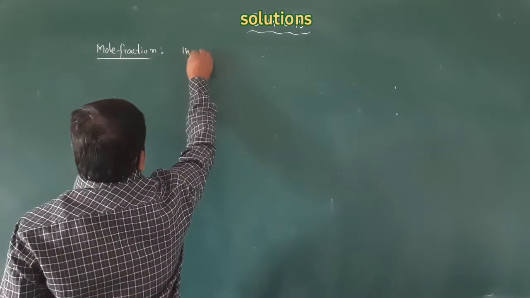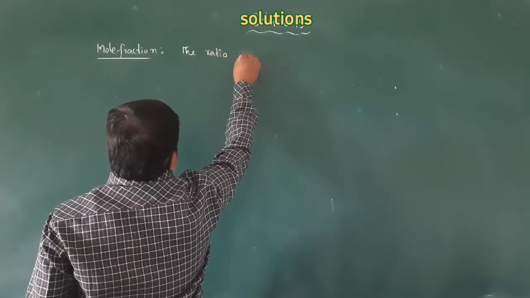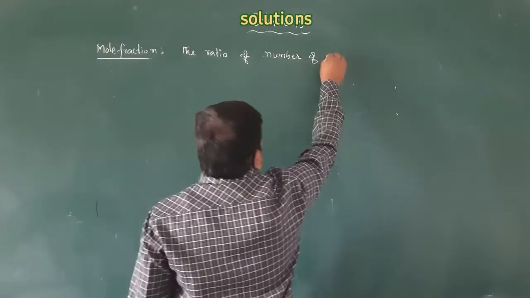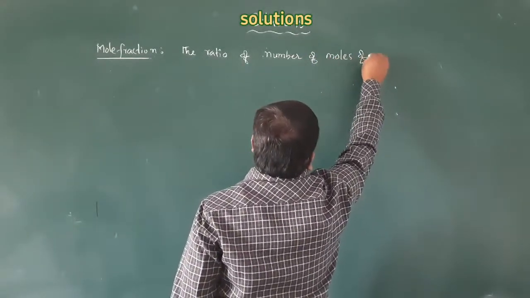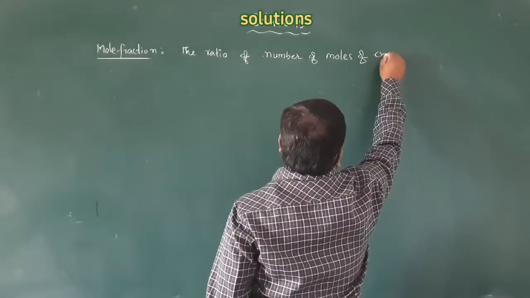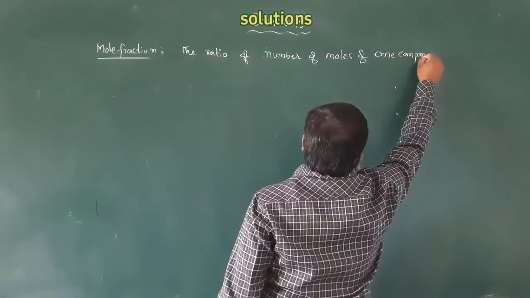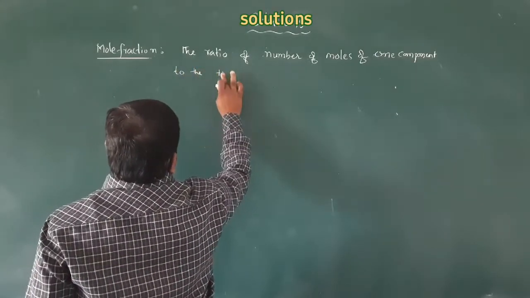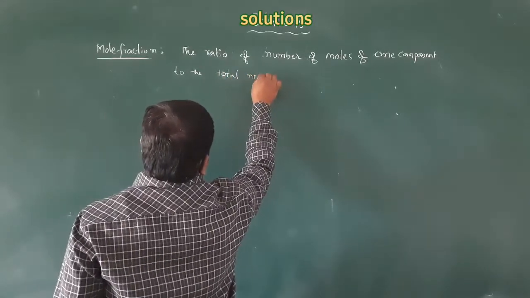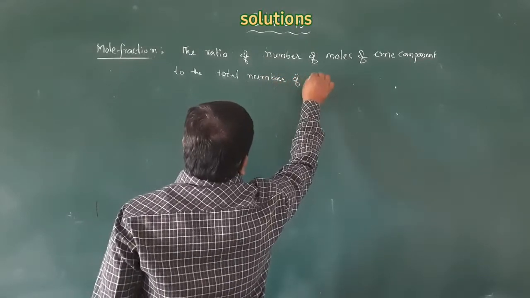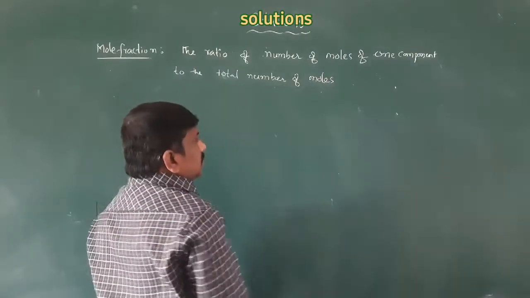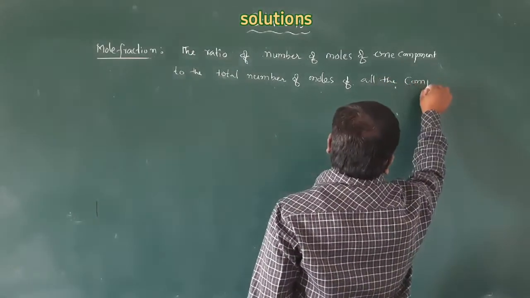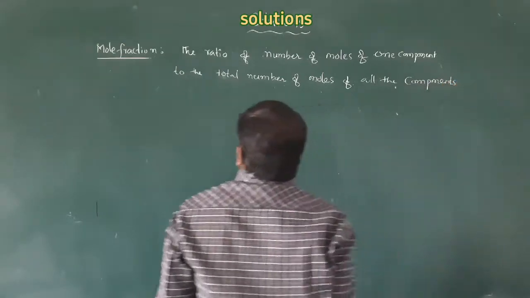The ratio of the number of moles of one component to the total number of moles of all the components is called mole fraction.